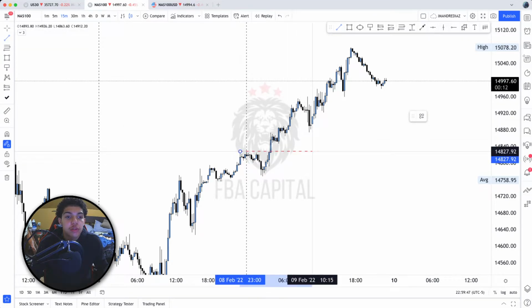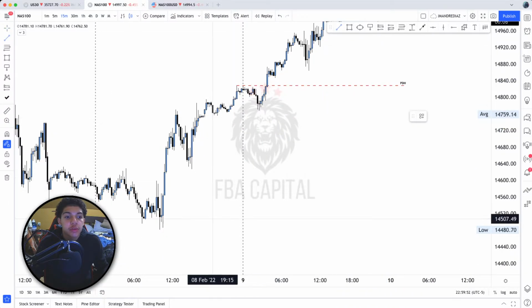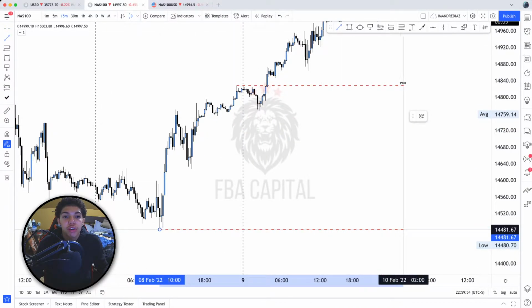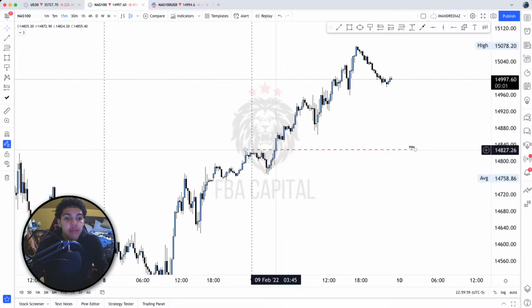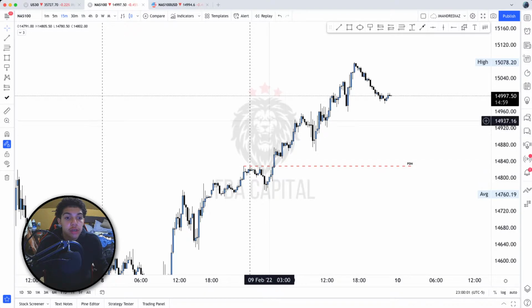So first thing I'm going to do is mark up the previous day's high and the previous day's low. And as you can see, the previous day's high was taken out pretty early on into the day, significantly early. Price took out this previous day's high around 3:45 in the morning, which is early London session.